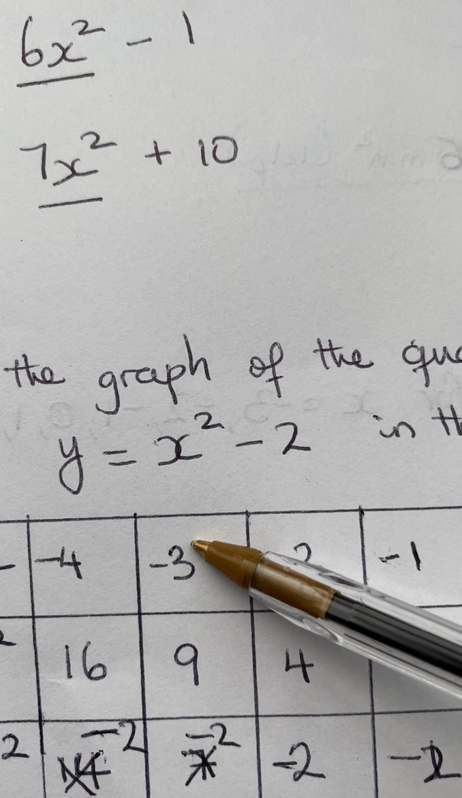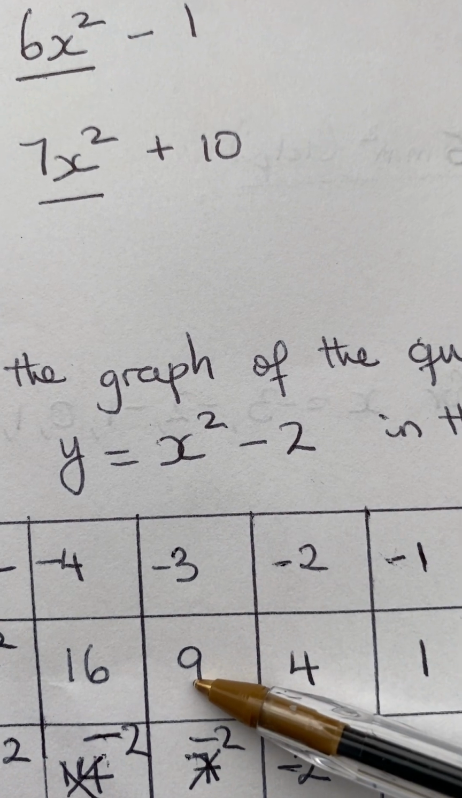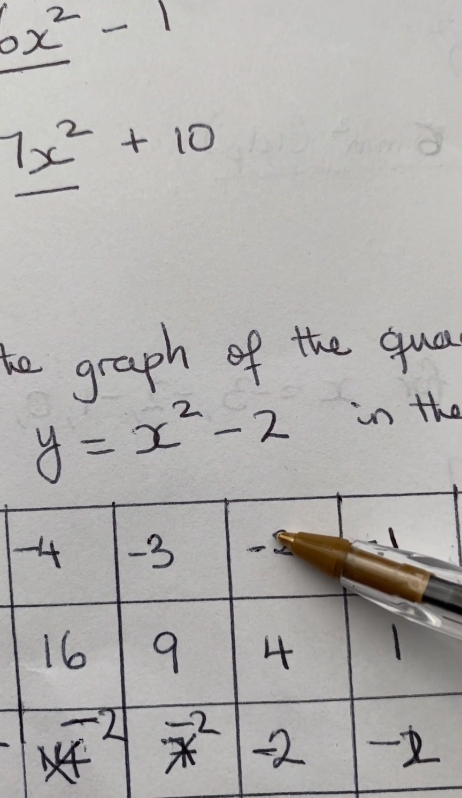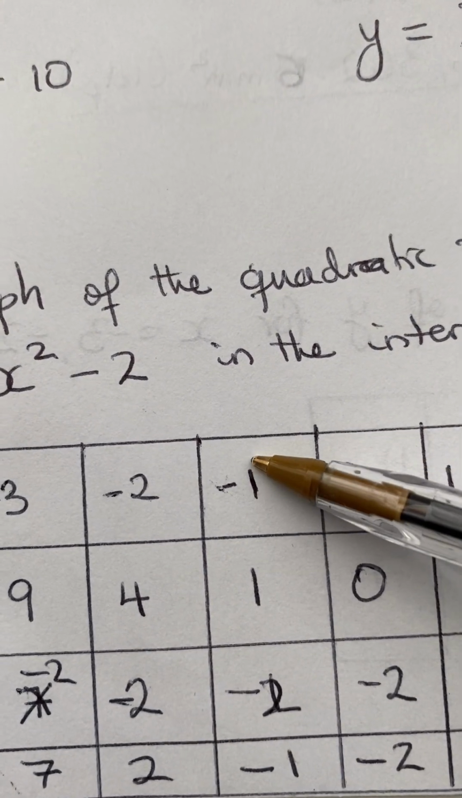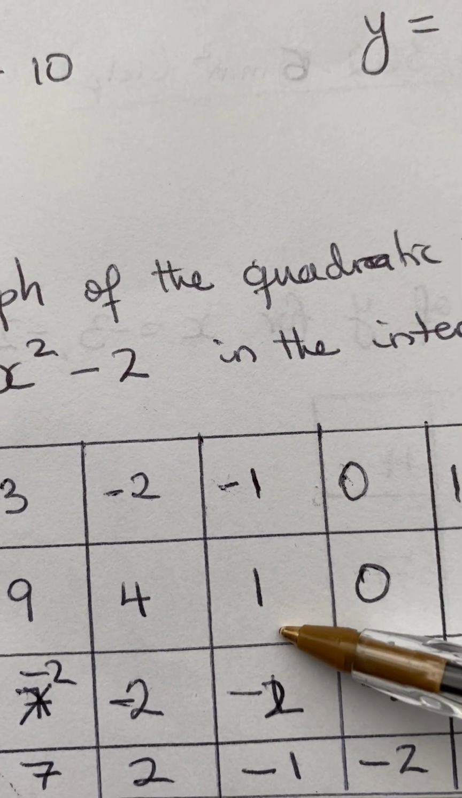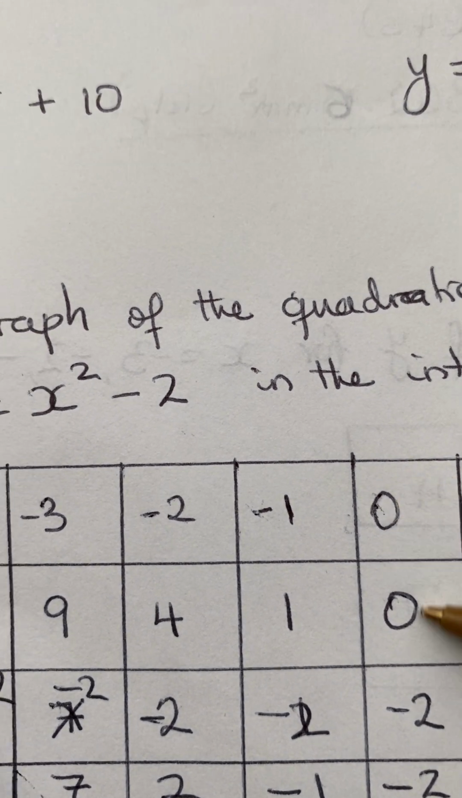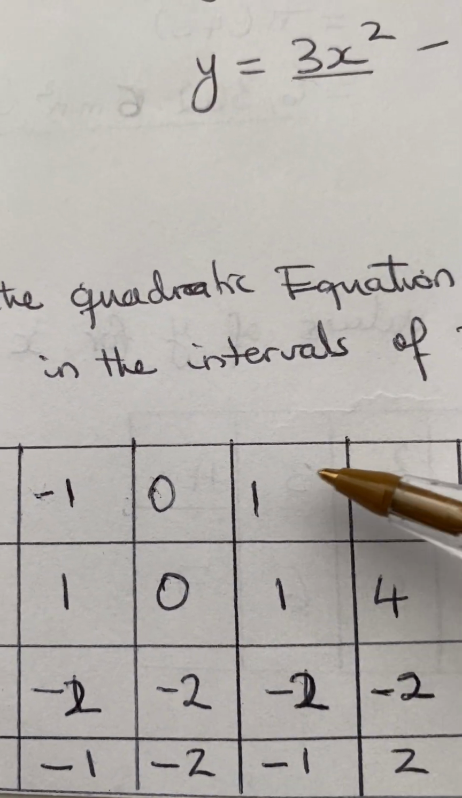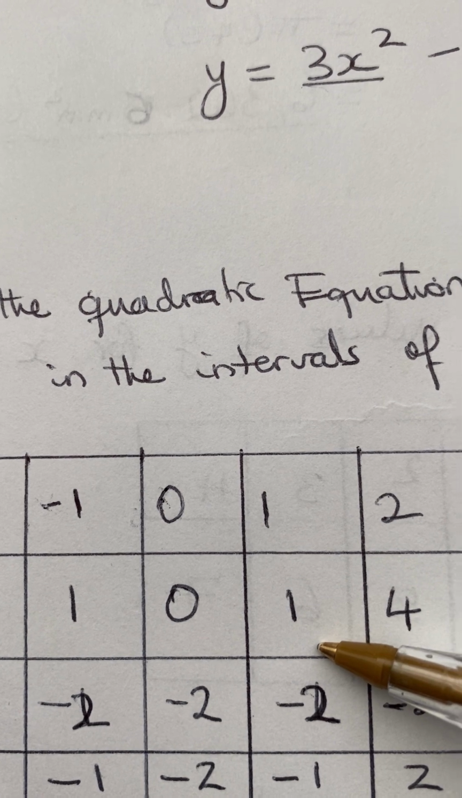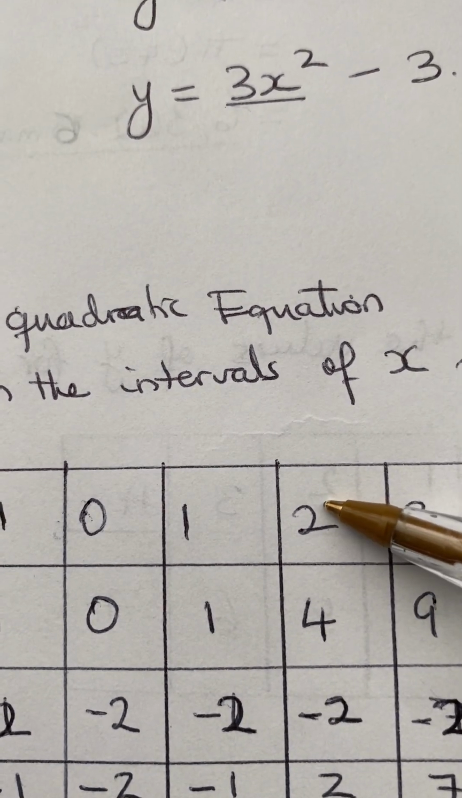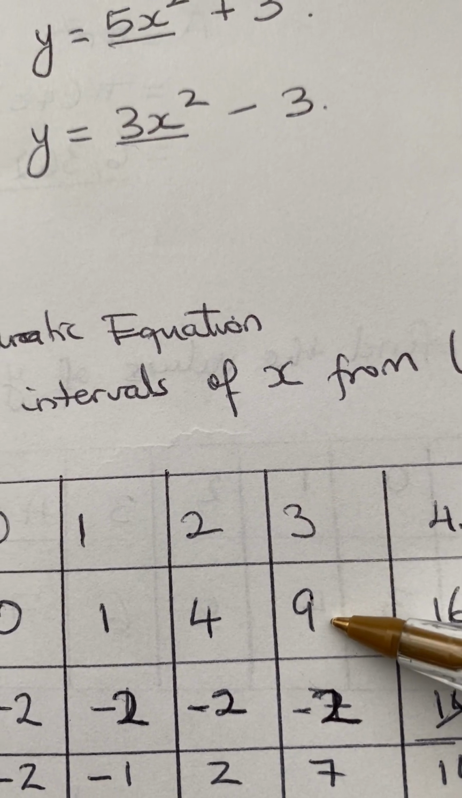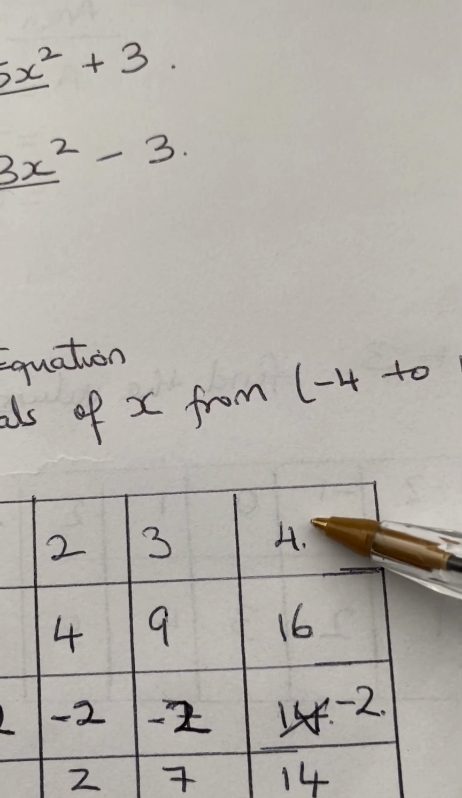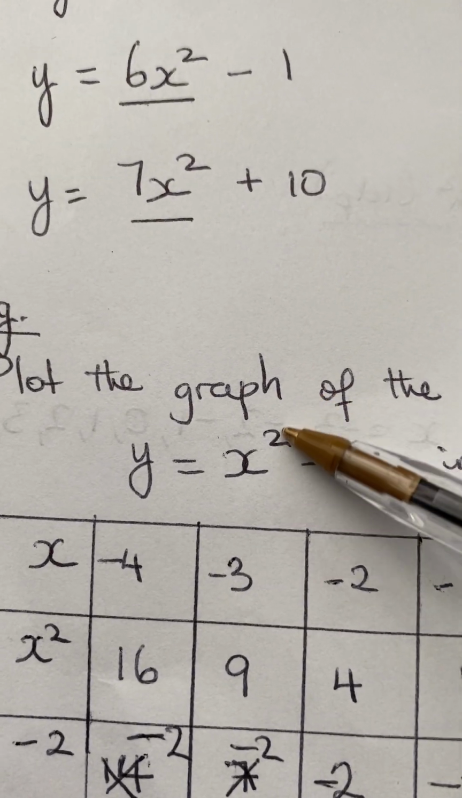Minus 3 squared is 9. Minus 2 all squared is 4. Minus 1 all squared is 1. 0 squared is 0. 1 squared is 1. 2 squared is 4. 3 squared is 9. 4 squared is 16.